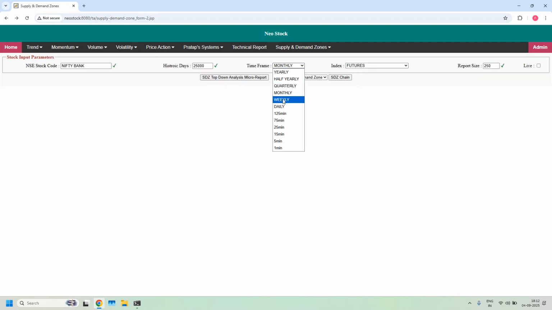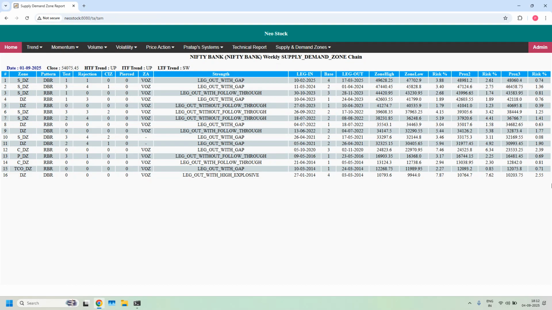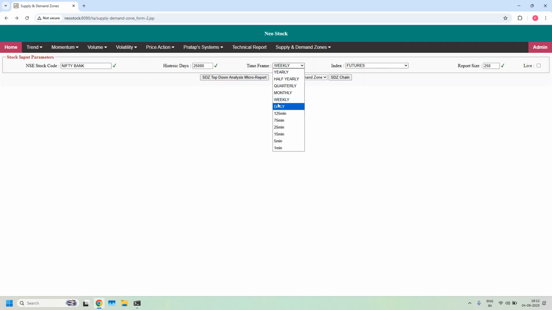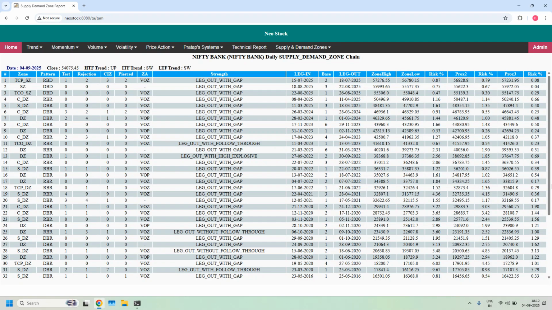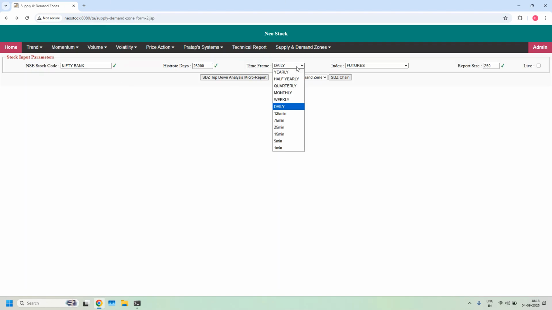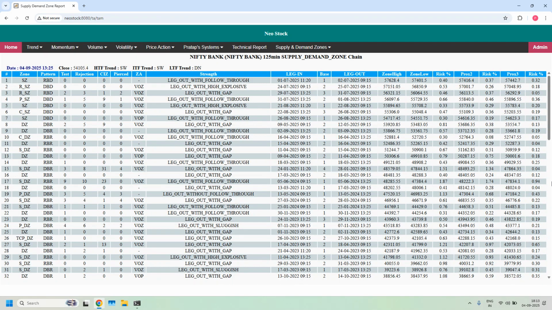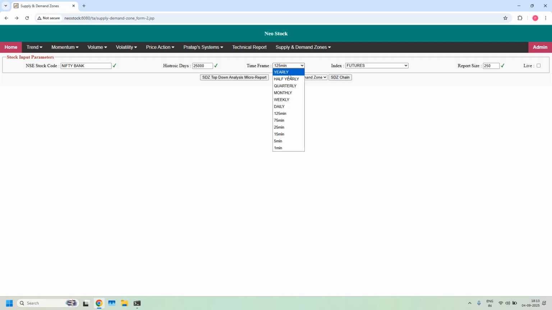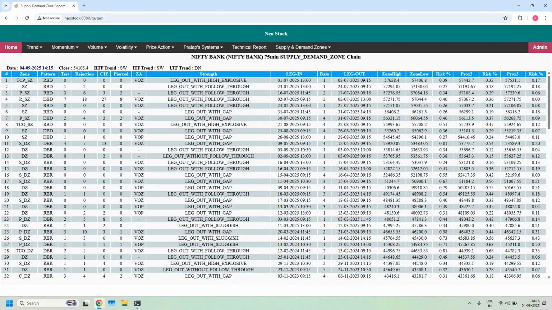Next, generating a weekly supply demand zone chain for Bank Nifty. Next, generating daily supply demand zone chain for Bank Nifty. Next, generating 125 minutes supply demand zone chain for Bank Nifty. Next, generating 75 minutes supply demand zone chain for Bank Nifty.